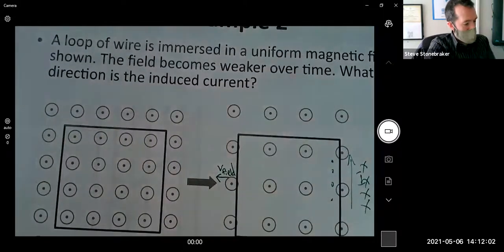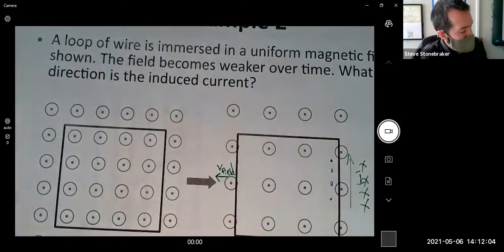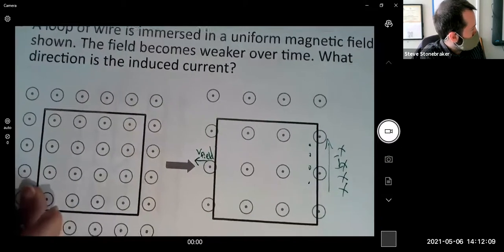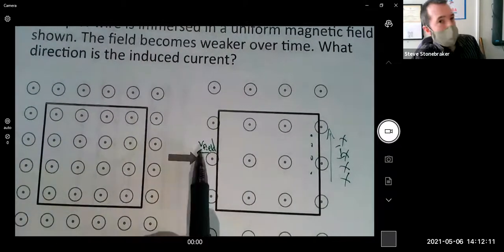And my phone is too heavy for this now. That's still illegible. I'm writing really sloppy. That says V subfield.